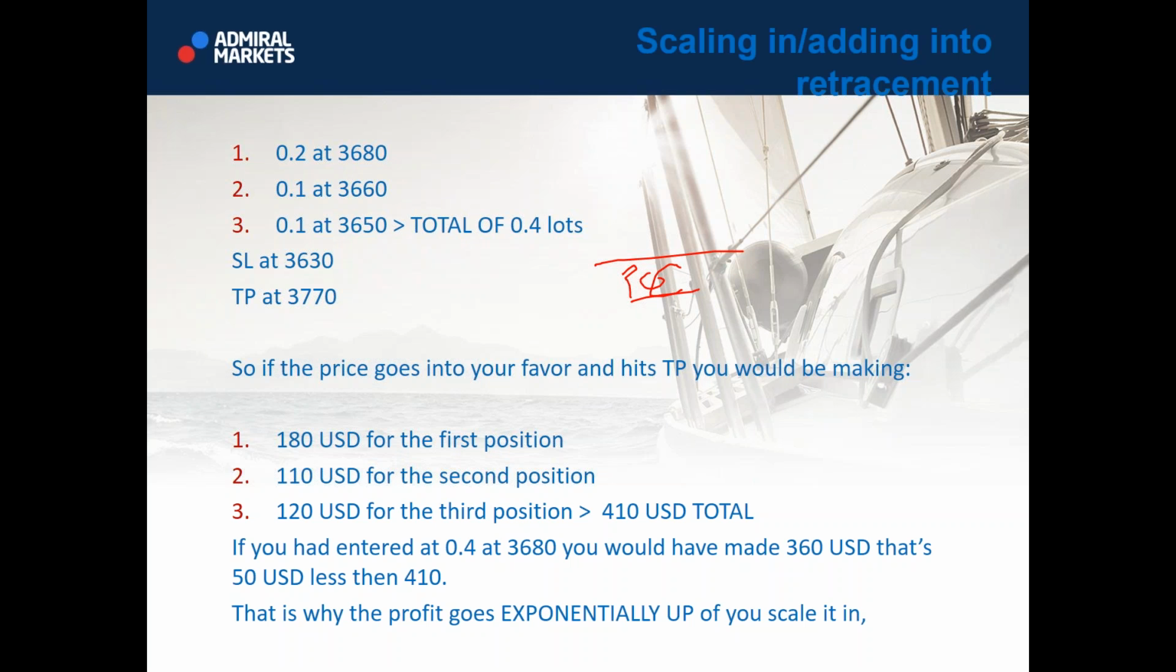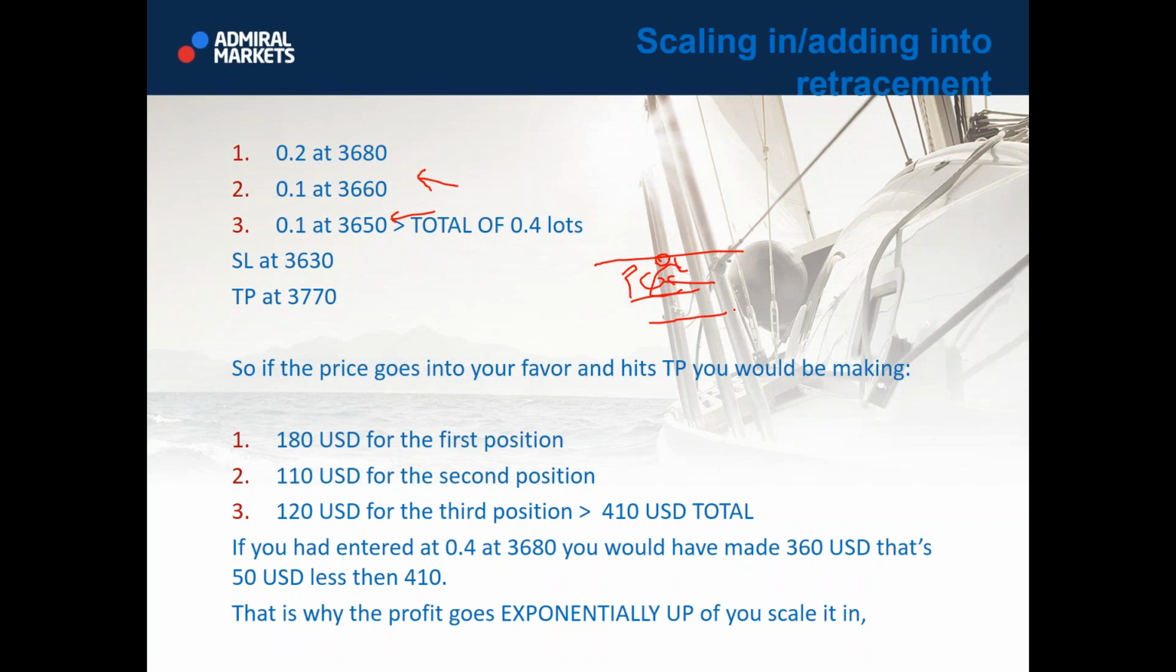So this is what we see, and now we want to take a trade. Price gets here, and instead of opening the full 0.4 lots, we will open only 0.2. The price gets deeper in the zone, we add 0.1. It gets deeper in the zone, we add another 0.1. So now we have three positions with a total of 0.4 lots.